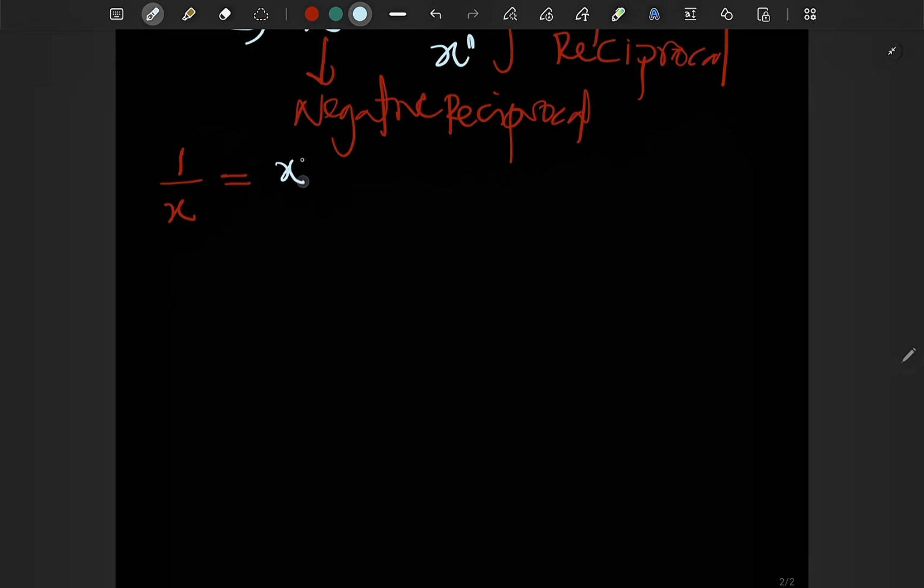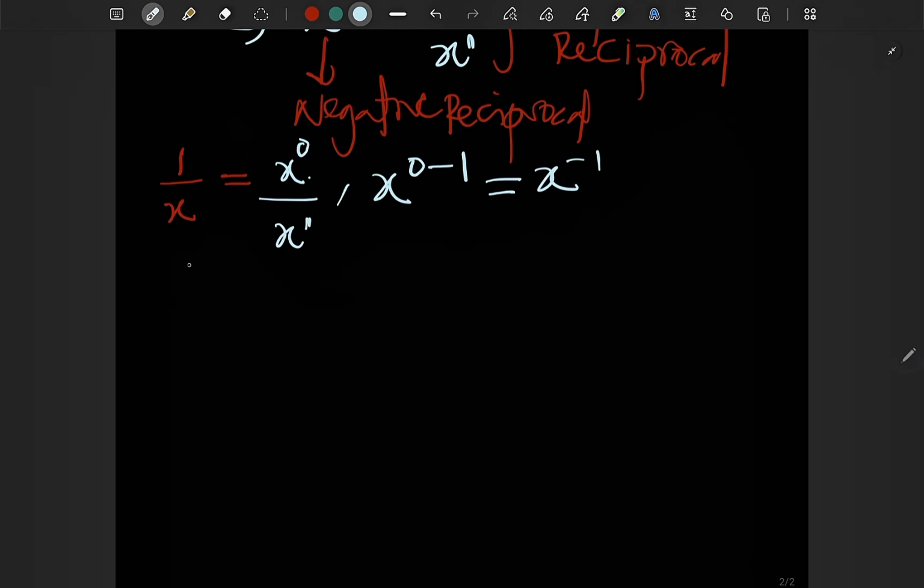Therefore, we can say this is x raised to power 0, which is same as 1, all over x raised to power 1. Now we call on the second law, which is the subtraction law, which says that if the base values are the same under division, we subtract their power equivalent. Therefore, this becomes x raised to power 0 minus 1, which is equal to what? X raised to power minus 1. So what did we just do? We converted positive reciprocal into negative reciprocal, and negative reciprocal can also be converted into positive reciprocal.